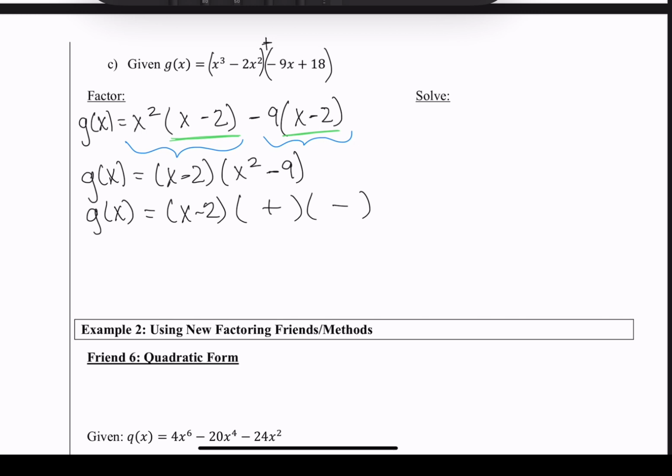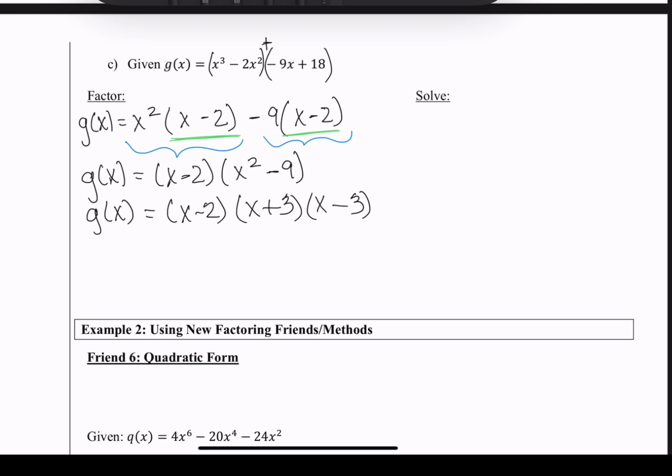You want to ask yourself, what's the square root of the first term? That's right, it's x. So x times x will give me x squared. And what's the square root of the last term of 9? That's right, it's 3. That allows the inners and the outers to cancel out and just give you a first and a last term. Awesome, I think that's completely factored, and now it's time to solve.